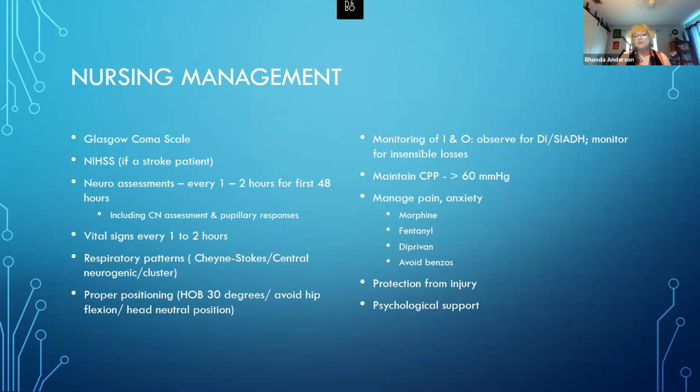Maintain cerebral perfusion pressure. We want it greater than 60 millimeters of mercury. Otherwise, once it gets less than 60, we're looking at severe ischemia. If it's getting down to 30 or less, then that's neuronal death. They'll die from that, and that's not going to come back. Manage pain and anxiety. We talked about short-acting opioids, morphine, fentanyl, Diprivan or propofol for anxiety, and avoiding benzodiazepines.